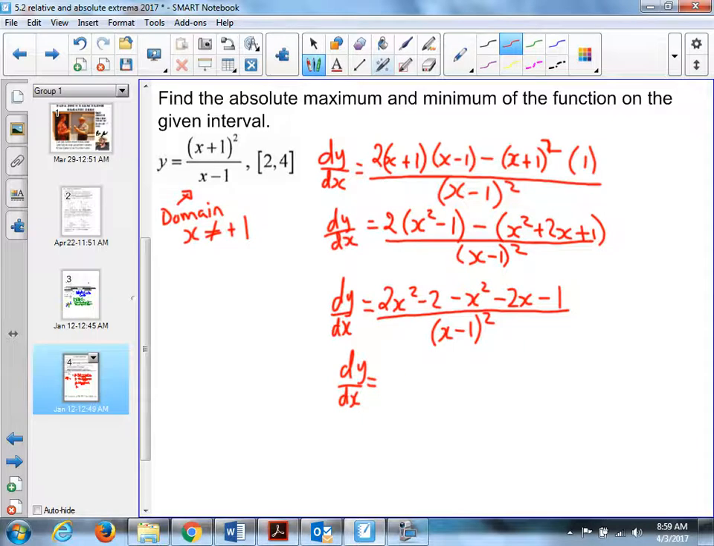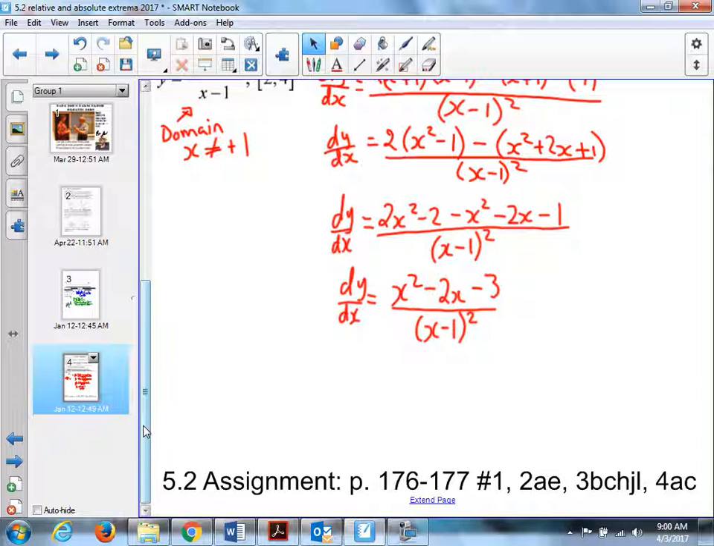Then I'm just going to group my like terms and we'll see what we got. 2x squared minus 1x squared, so x squared. There's only one group of x and it's minus 2. Minus 2 minus 1, so minus 3. Can we factor the numerator? Yep. x minus 3, x plus 2, right? Okay. What I'm going to do though? Oh, okay, I'll just write it down.